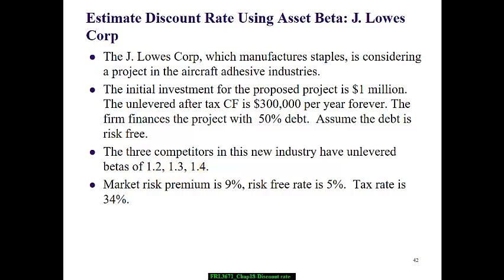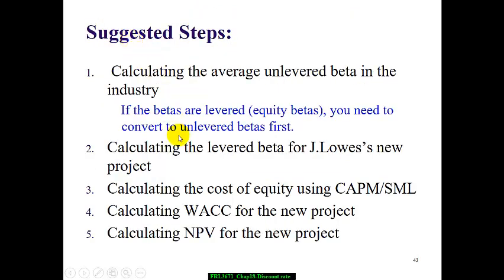Once we have those quoted equity betas, we will adjust through the equity ratio to figure out the unlevered beta, or asset beta. So this we already adjusted. Given market risk premium 9%, risk-free 5%, tax 34%, we want to figure out the discount rate or net present value for this new proposal.